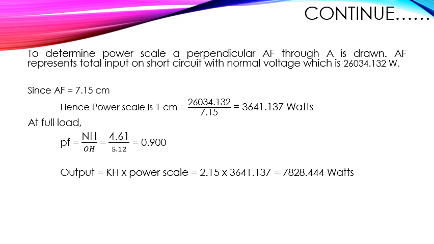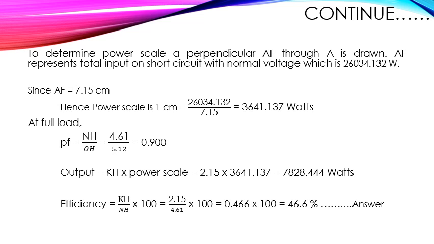Then output can be calculated by KH multiplied by the power scale. So KH, measure it in centimeter by scale, so it is 2.15 centimeter, and multiplied by the power scale, then we will get the output in watts. Then find out the efficiency by taking the ratio of KH to NH and multiplied by 100. So the ratio of KH by NH is 2.15 divided by 4.61, which is 0.466, multiplied by 100, then we'll get the efficiency, that is 46.6%, and that is the answer.